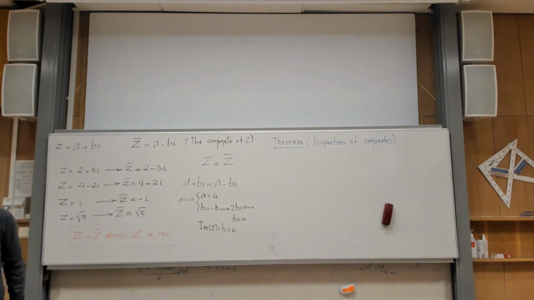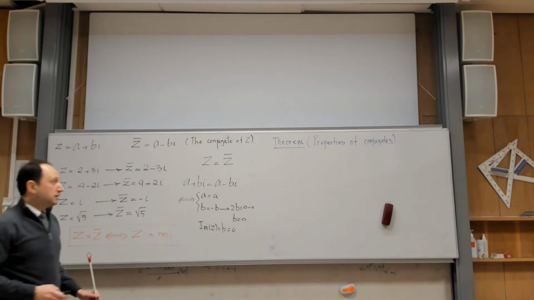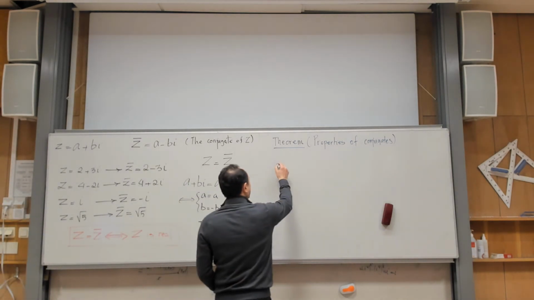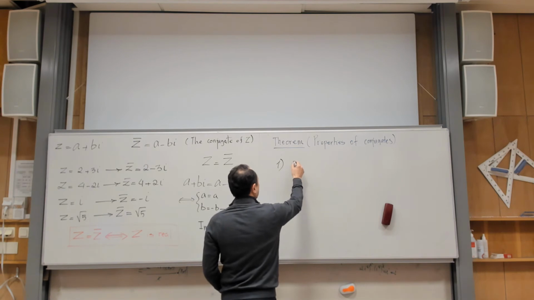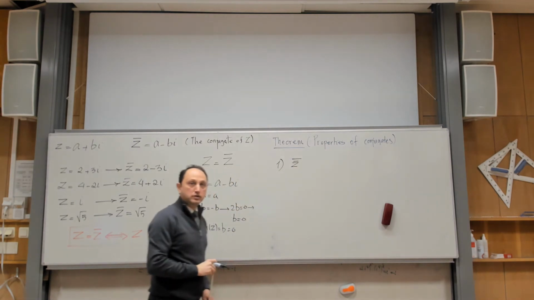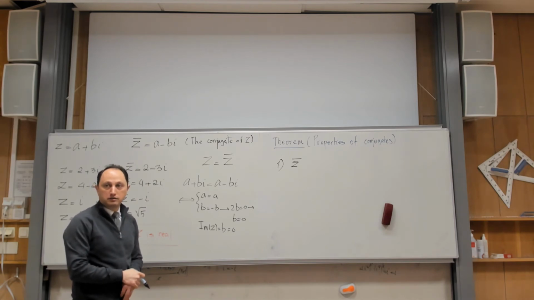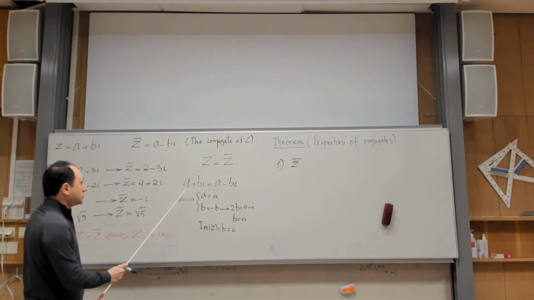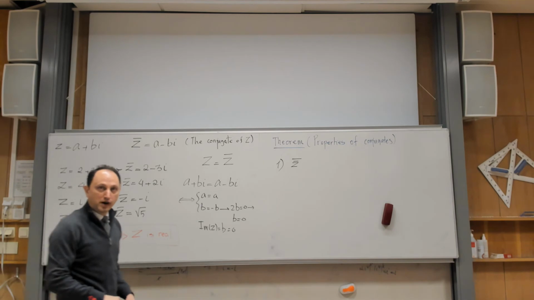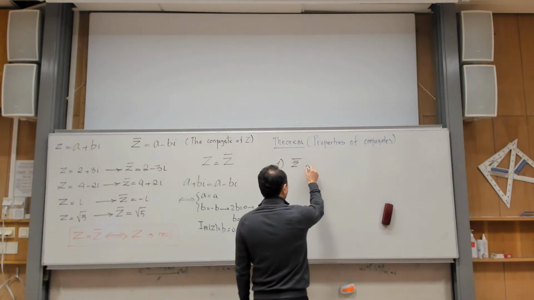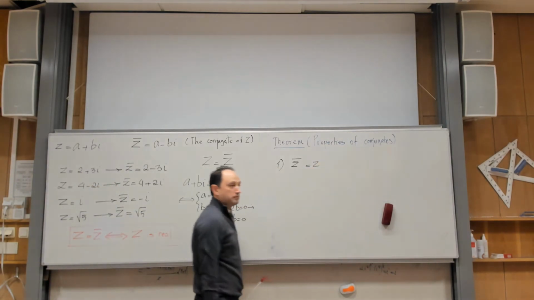I want to show that I am not losing anything. So the first one is very simple. You can just answer it immediately. What's the answer? z bar bar is z. Yes? I change the sign again. I go back to itself. So z bar bar is equal to z.